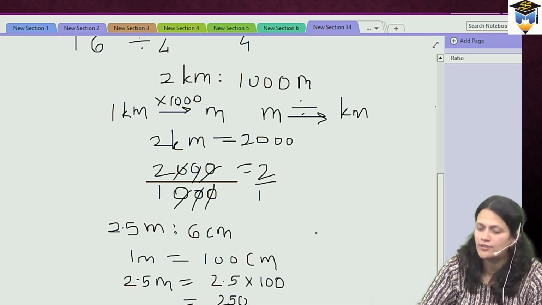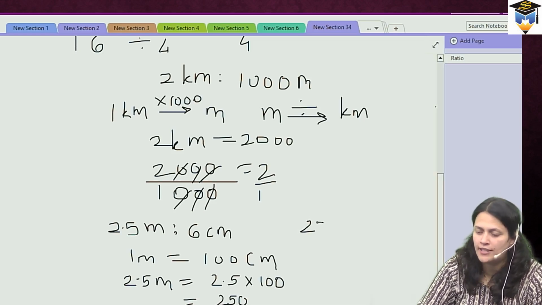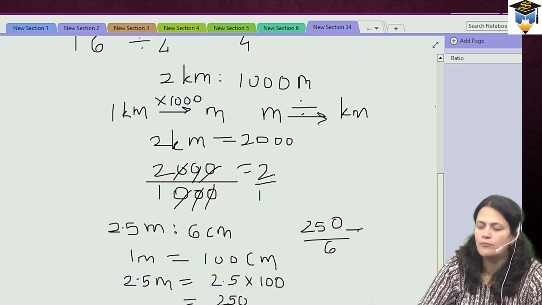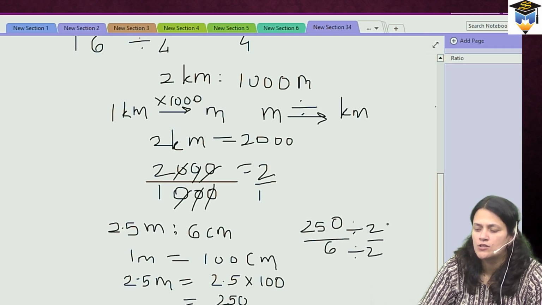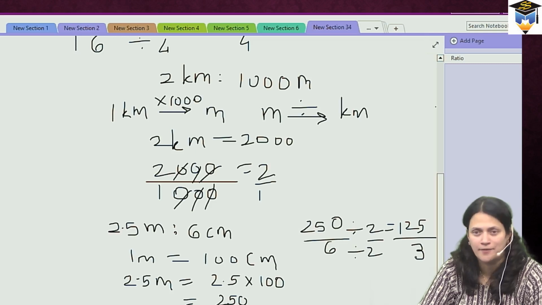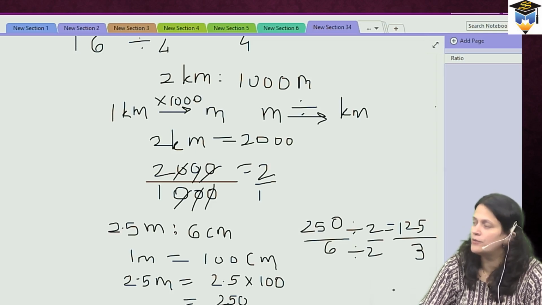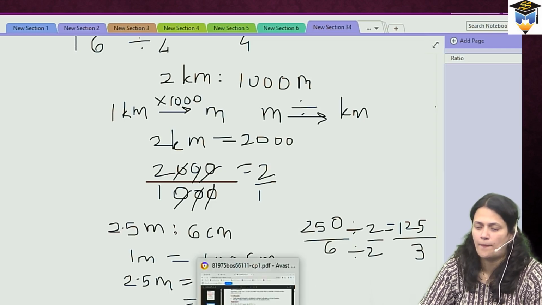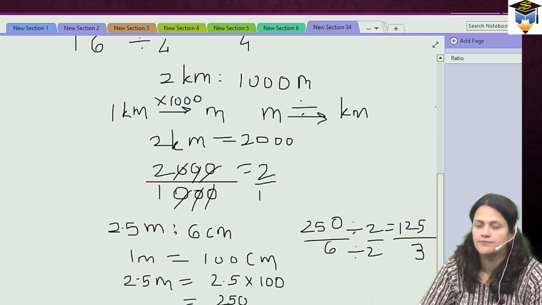Now you can take the ratio. So 250 centimeters upon 6 centimeters. Convert this to the lowest form by dividing it by 2. 125 upon 3, that is the ratio. So the antecedent in this is 125 and the consequent is 3. Okay? So remember this. Oh, sorry. Write it down.